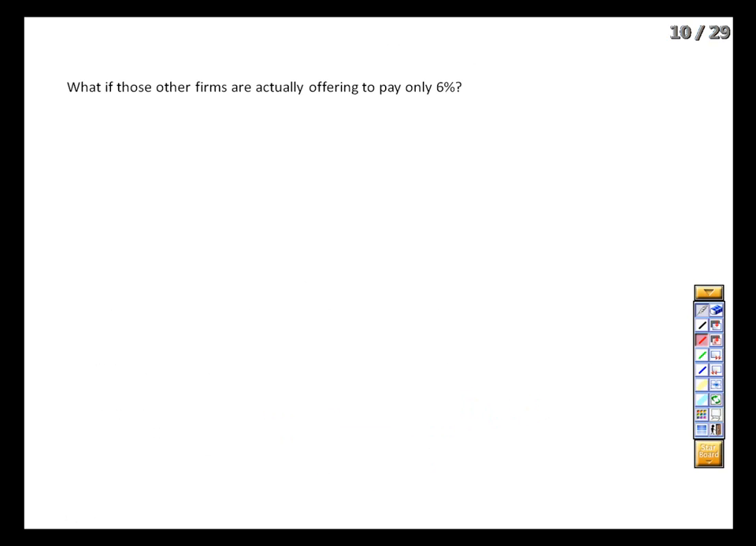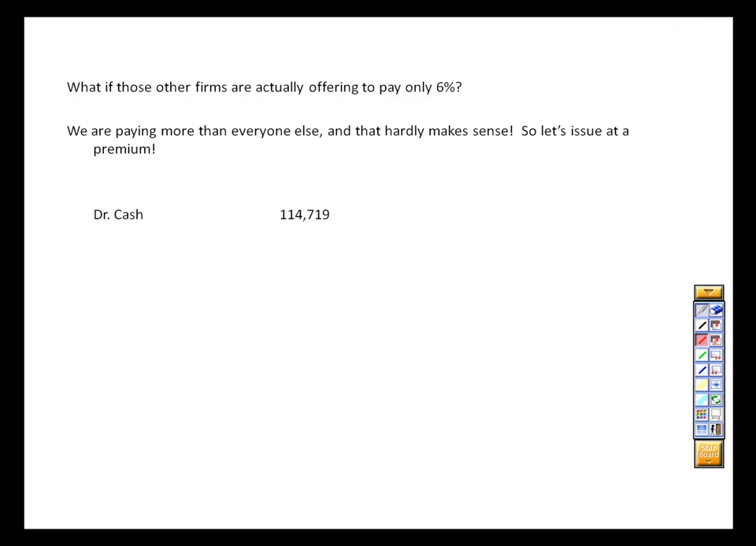What if it turns out that all those other firms are offering only 6%, and yet here we are offering 8%? What do you think is going to happen now? Are people going to be interested in our bond? Of course they are. And in fact, they're going to be so interested that a bidding war will ensue. The price of the bond will get bid up so that when we issue this thing, we'll actually end up getting more cash than the $100,000 face value. We'll get $114,719. This time, we'll use an account called premium, which we'll add to the bond payable account rather than subtract from it.